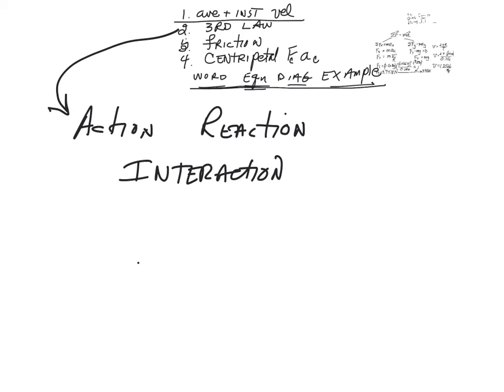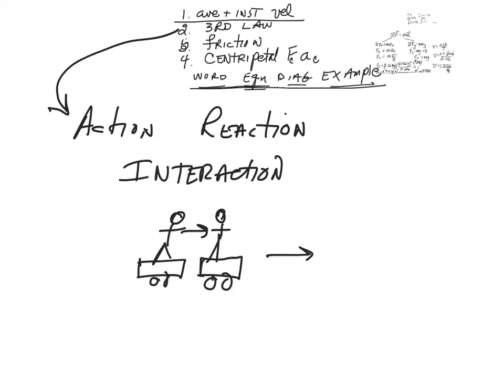So if I'm on a skateboard and you're on a skateboard, and I push on you, here's a diagram explaining it. I push on you, then you go that way, and I go this way. And that force of me pushing on you is the same force of you pushing on me. And because I do the pushing, you don't think of it, but it doesn't really matter who pushes.